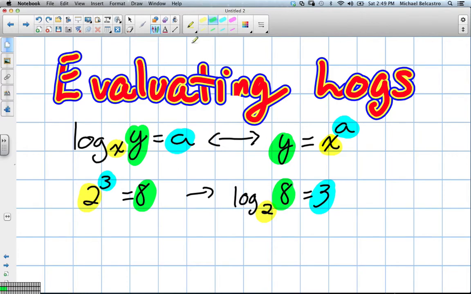So we can use this information to help us solve for logs. In other words, we can go back and forth between log values and exponential values to make things simpler to solve. So they've given us a very straightforward question to start. We'll call this example 1. Log base 4 of 64. They want you to evaluate this. In other words, what is that going to be equal to?